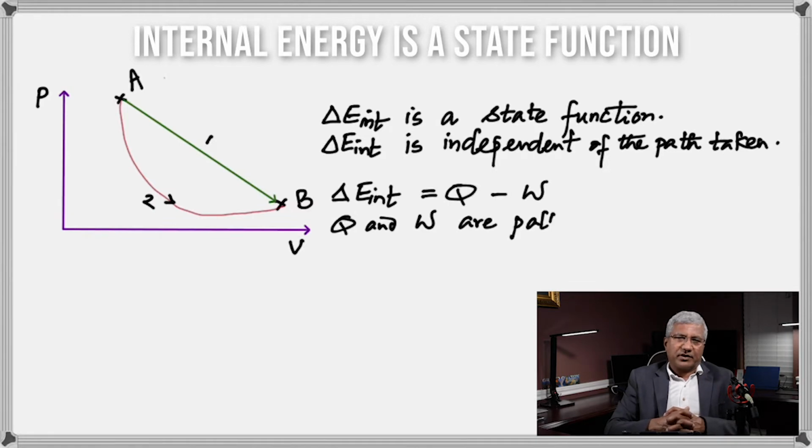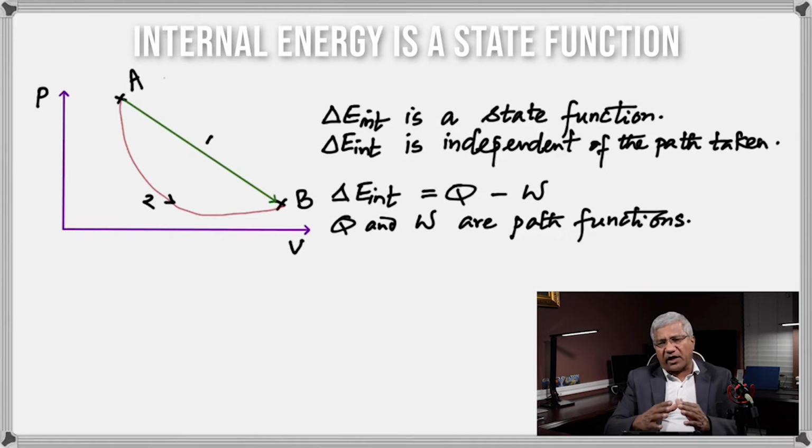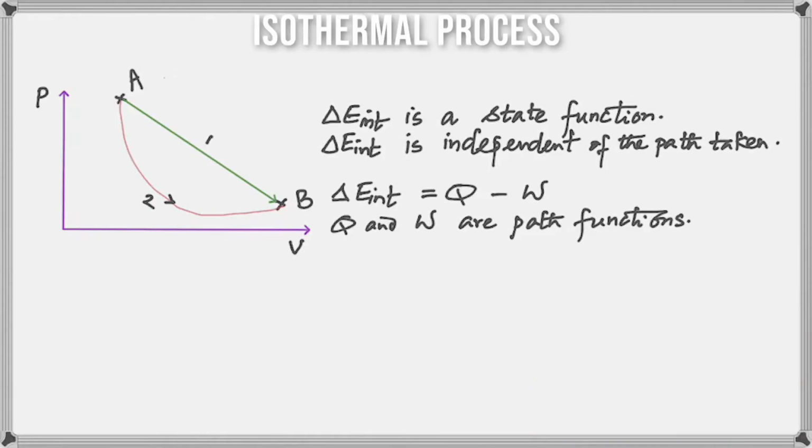Now we know the change in internal energy is Q minus the work. And like I said, Q and work both are path functions. But remember that the change in internal energy is a state function. That's a big difference between these three quantities.